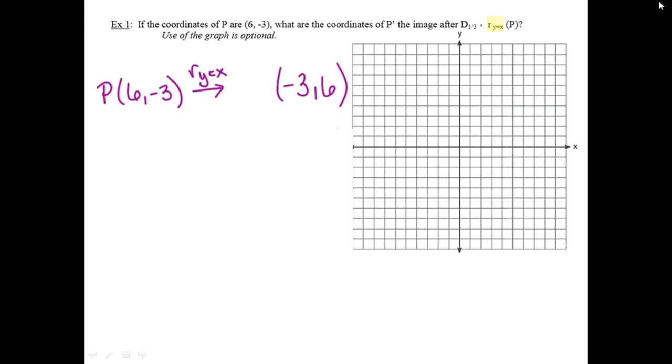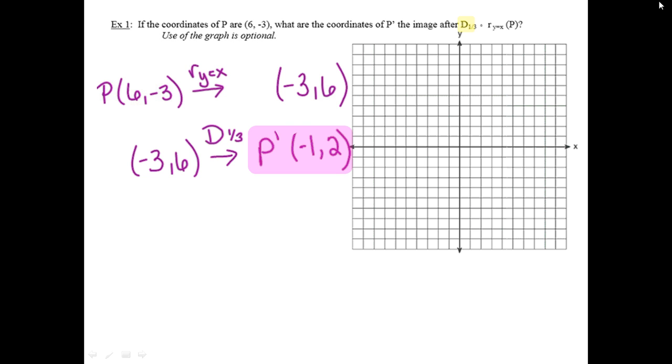Now that I've performed my reflection, I'm going to go ahead and dilate that new point using a scale factor of 1/3. And when I dilate that new point using a scale factor of 1/3, I end up at the point whose coordinates are -1, 2. And that point is my point P prime, the image of point P after a dilation of a scale factor of 1/3 following a reflection in the line y equals x.